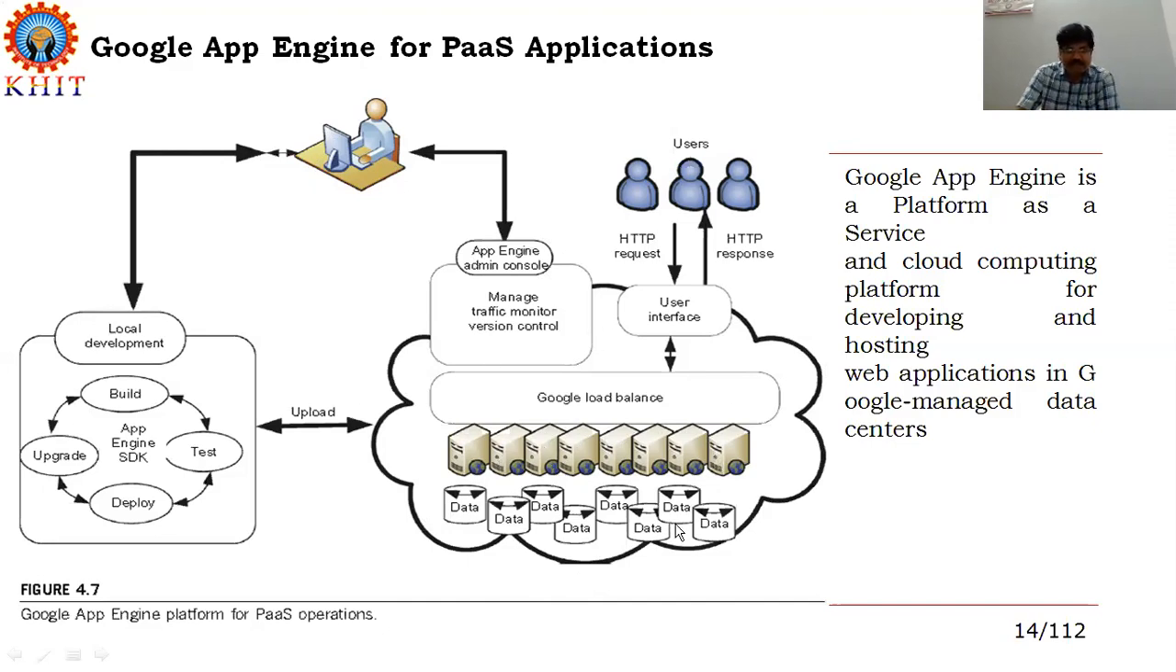Whatever data is required, the App Engine admin console will manage and monitor the traffic onto the cloud with the help of the load balancing. Suppose the demand or utilization of the cloud is very high. Based on the demand, the servers will automatically scale up or scale down their resources. For that, the load balancers will automatically scale up or scale down the traffic over the network. So the cloud machines will automatically add new servers, new software, or new infrastructure based on the demand.